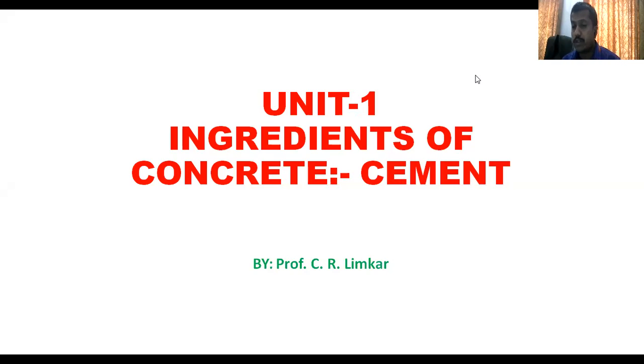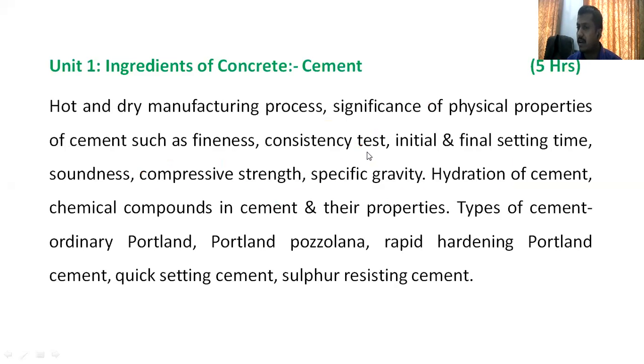We have started with Unit 1, that is ingredients of the concrete. As we know, cement, water, fine aggregate, and coarse aggregate are the ingredients of concrete. Out of these ingredients, we have started our discussion with cement. In cement, we started with the definition of the word cement, how it is formed, and the processes of manufacturing cement, maybe the dry process or the wet process.